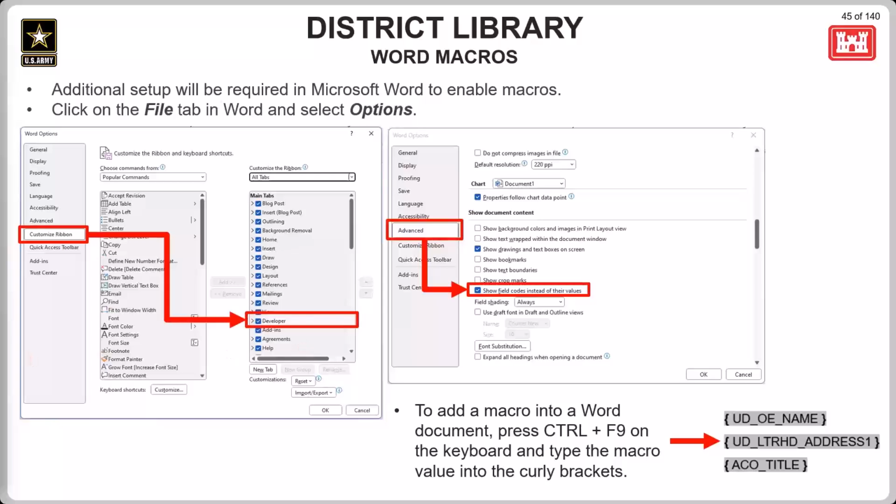And then to actually enter a macro into the Word document, you can hold down the Control key and press F9, which is going to bring up a set of curly brackets. And then within the curly brackets, you can type the name of the macro you want to use into the brackets as shown right here.